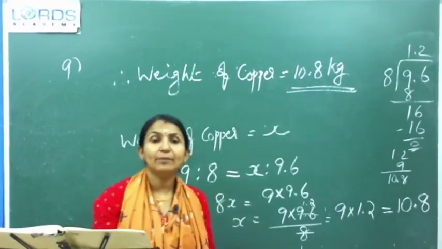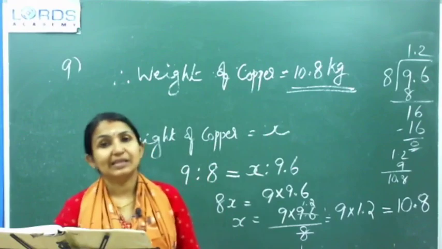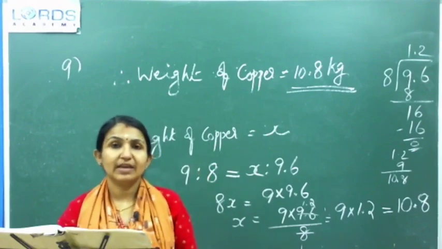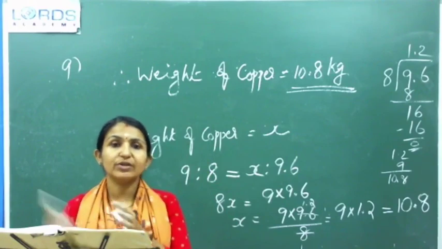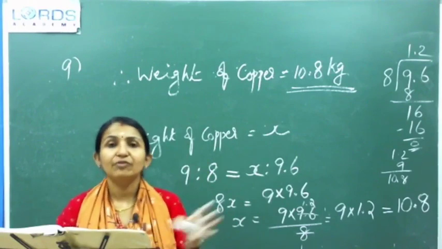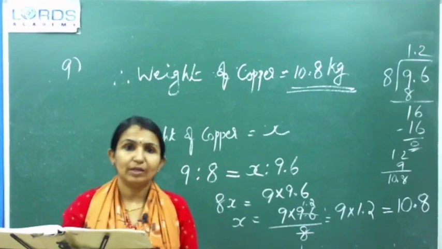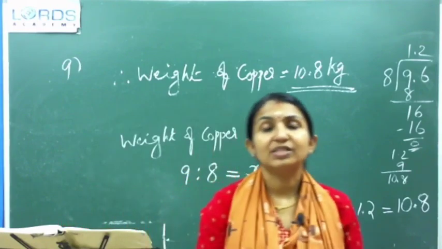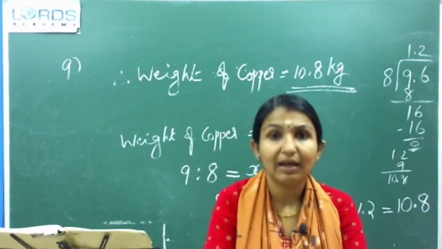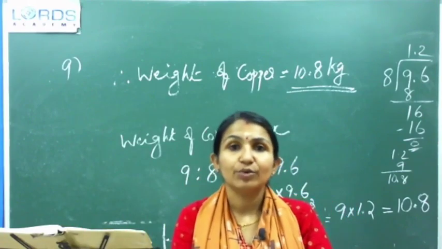So ratio and proportion. Hope it's clear to you. If two ratios are same, we can say that they are in proportion. Then product of extremes, product of means. Then find out the missing value. Only this much is there from these two chapters, chapter 11 and chapter 12, ratio and proportion.